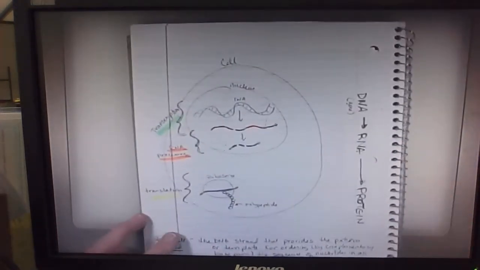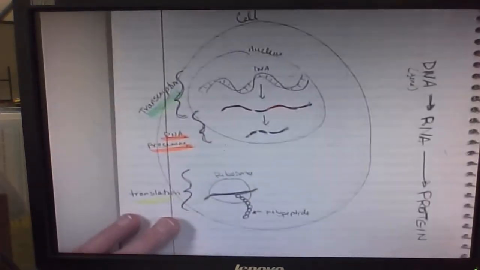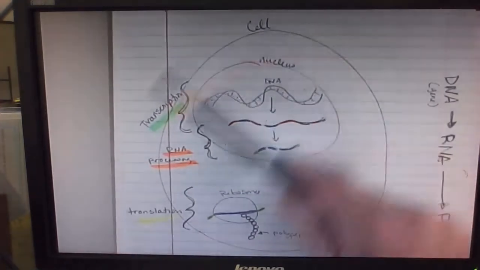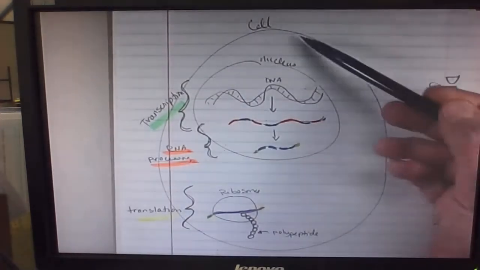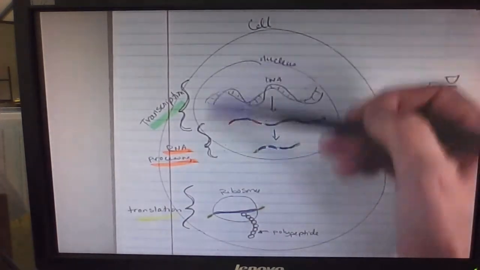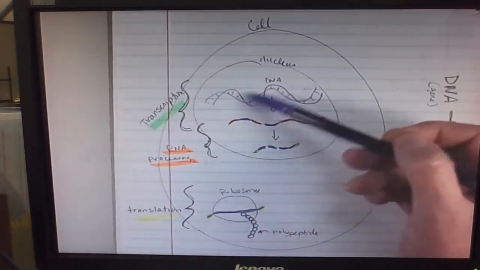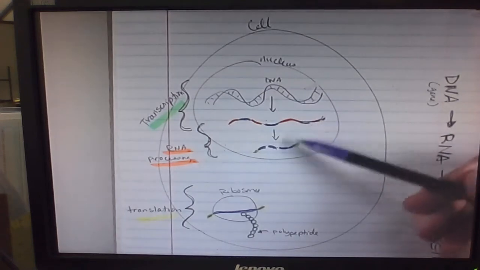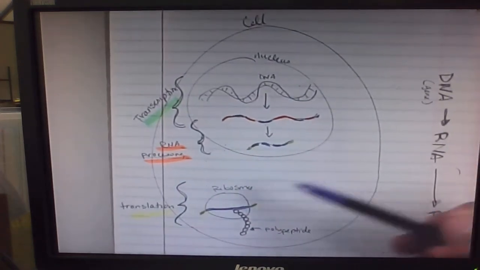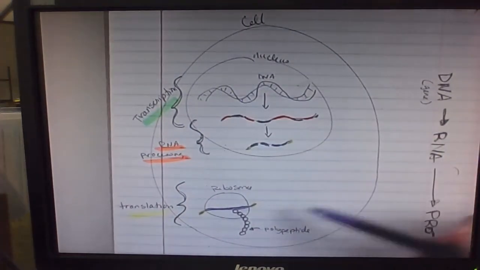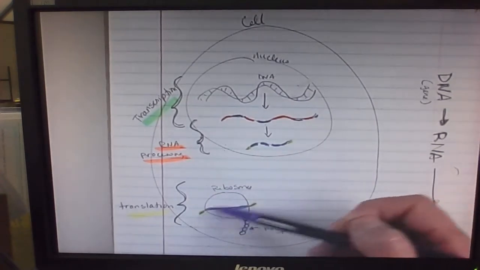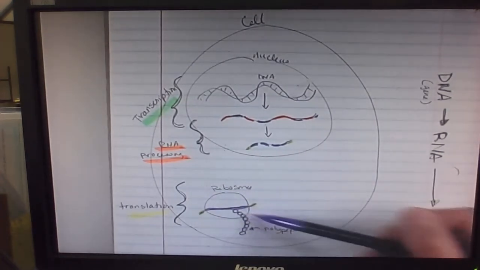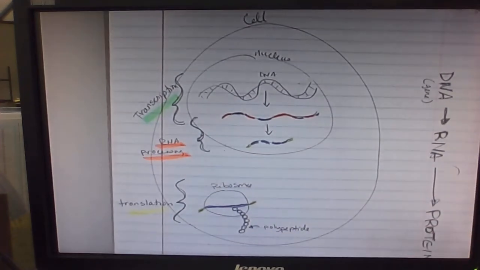So, starting with this diagram. I have drawn a cell. It's a beautiful cell. Within the cell, I have a nucleus. Within the nucleus, I have DNA. And this is going to make more sense here in just a minute. Outside of the nucleus within the cell, I have a ribosome. This will make more sense in a minute. And here I have a polypeptide or a protein that's being formed.